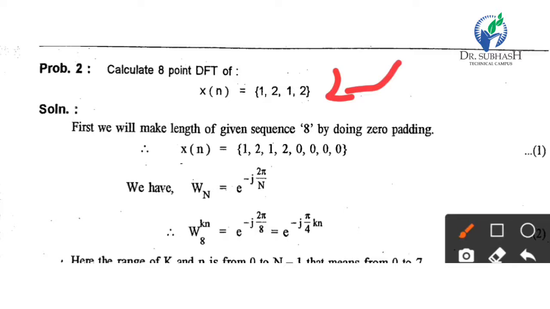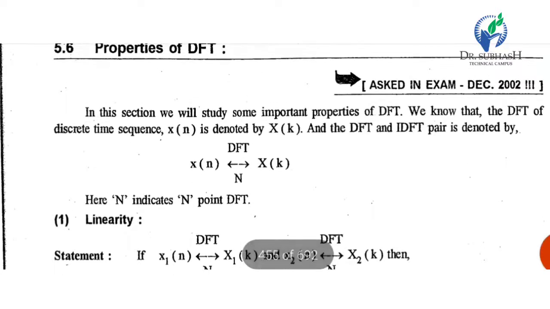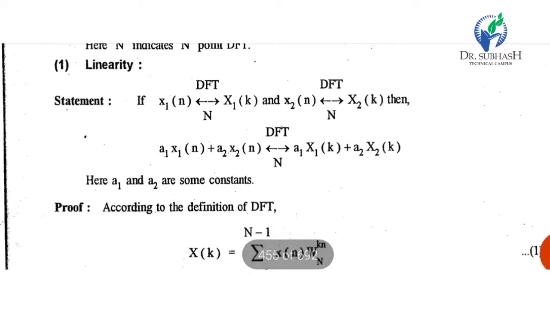Now the next topic. In this section we will study some important properties of DFT. We know that the DFT of a discrete-time sequence x of n is denoted by capital X of k, and the DFT and IDFT pair is denoted by x of n, DFT is capital X of k. Here N indicates the N-point DFT. So the first property is linearity.